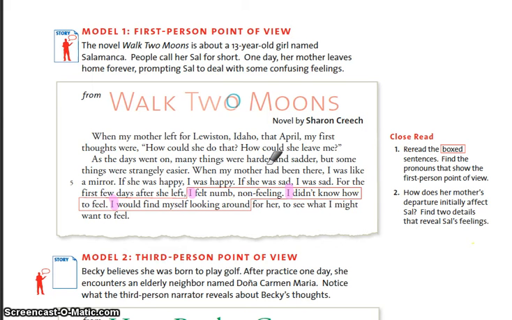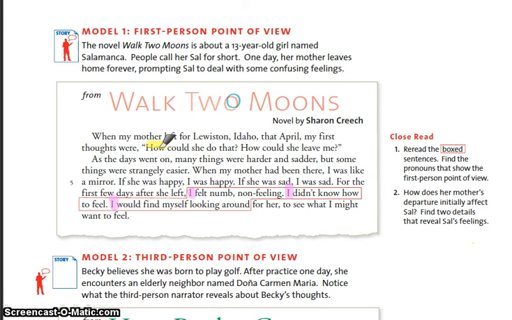It says, how does her mother's departure initially affect Sal? Find 2 details that reveal Sal's feelings. Let me just switch out my color here. I'm going to highlight in a different color. And I need to infer how Sal was affected. So, in looking at my clues, I can see that she was surprised that her mom left. She was shocked, and she felt sad. Now I need to find 2 details that reveal Sal's feelings.